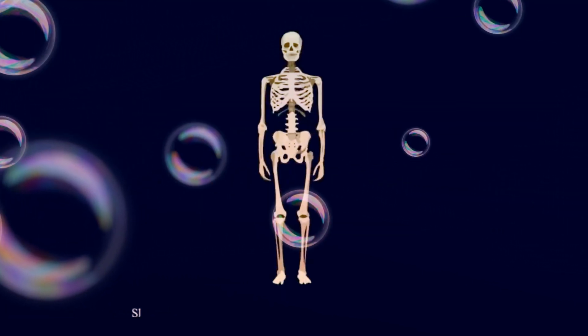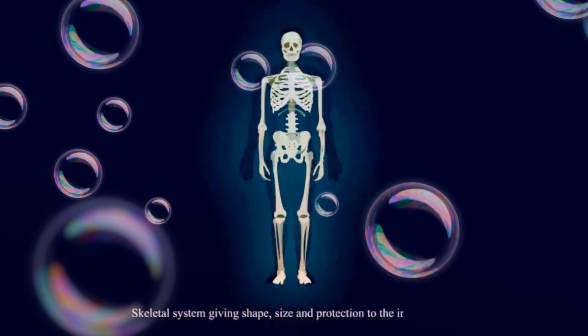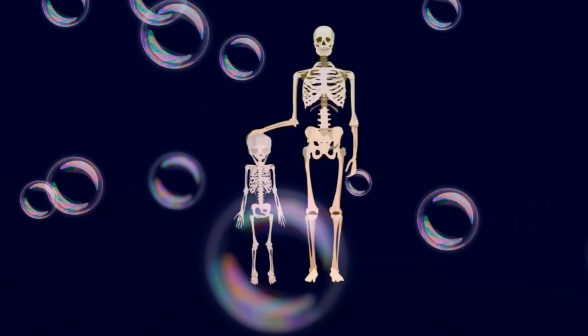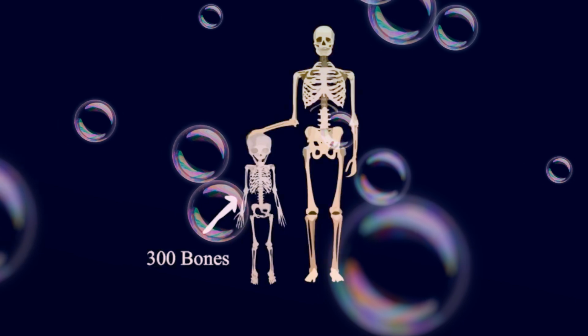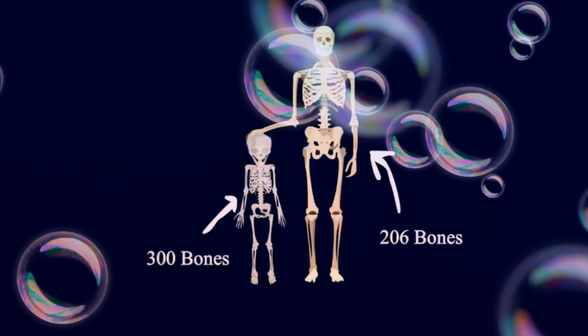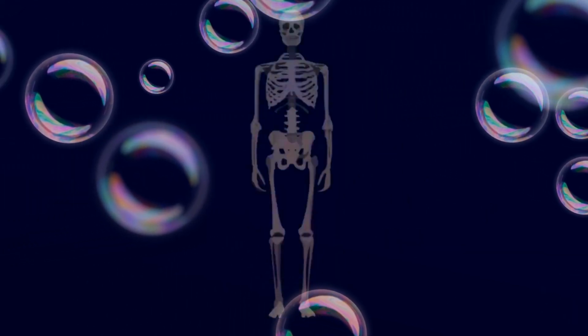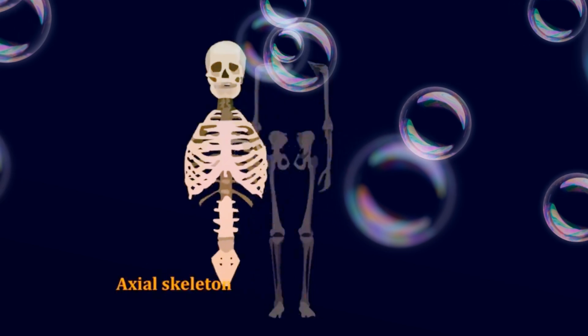Skeletal system, giving shape, size and protection to the inner organs. In children there are 300 bones, but in an adult some bones fuse to form 206 bones. There are two main divisions, axial skeleton and appendicular skeleton.